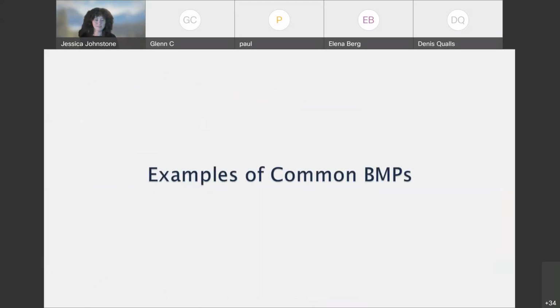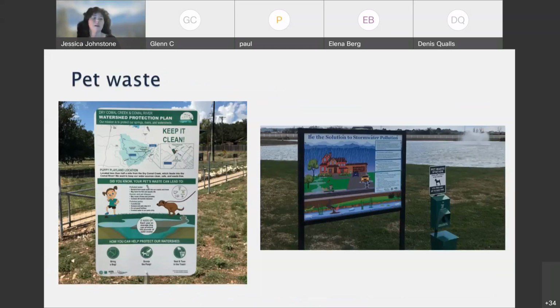Okay, I have some examples and pictures of common BMPs, starting with pet waste. We often fund bag stations with educational signage to address bacteria concerns. It's very common for us in urban areas. And here's a couple of examples, not just with pet waste information, but also stormwater education with a pet waste station. If you guys select pet waste digesters, it will be the first time I've seen that, and I look forward to seeing that implemented.